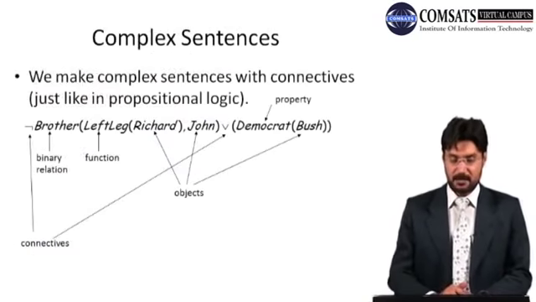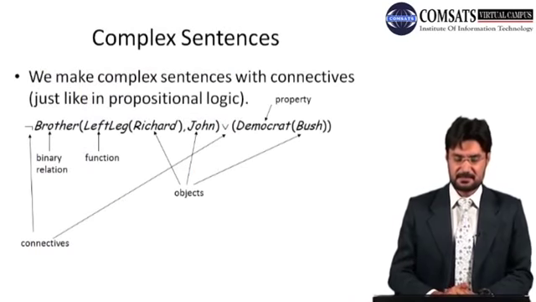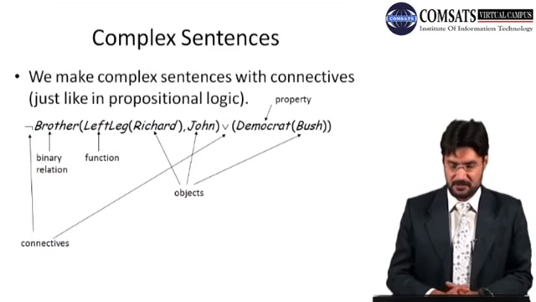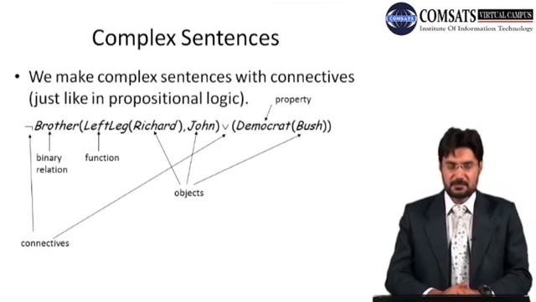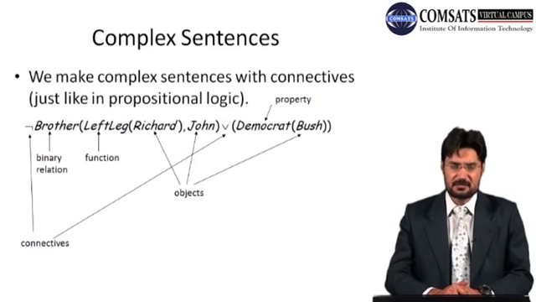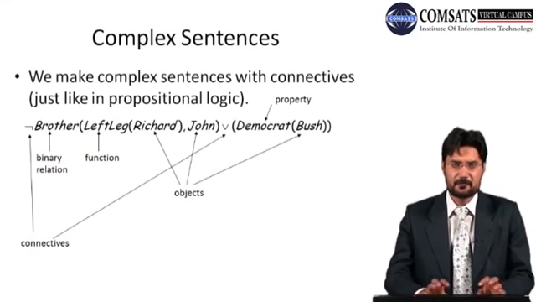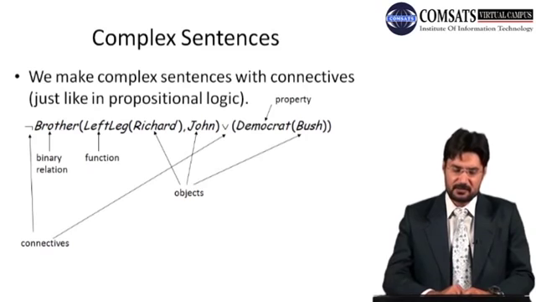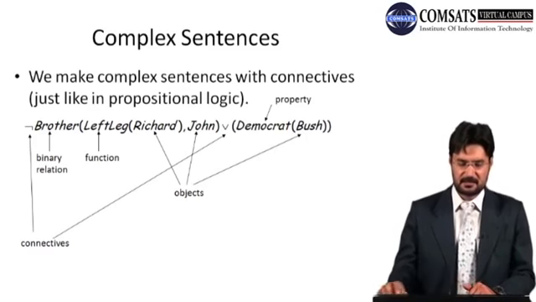Now we can make complex sentences. We make complex sentences with connectives, just like propositional logic. If we are using propositional logic, as I mentioned in the earlier slide, we can use operands, and if we have different operands and add the negation, we can also make different complex sentences.